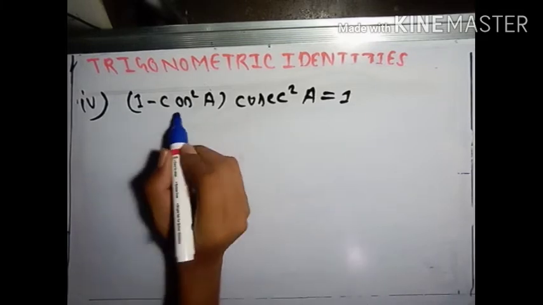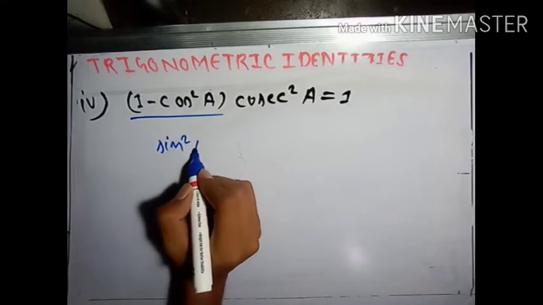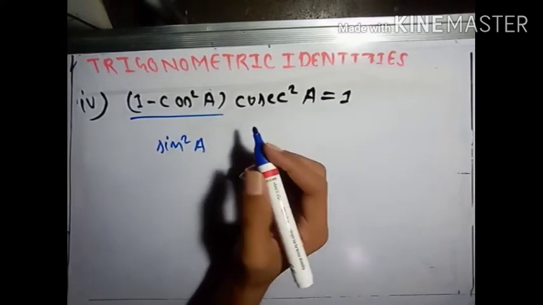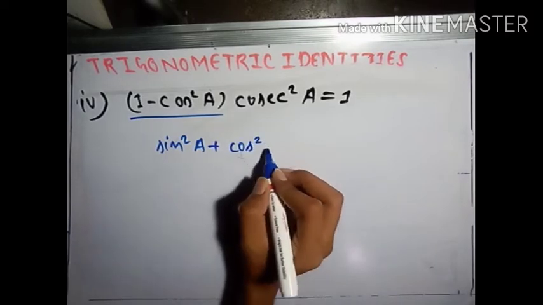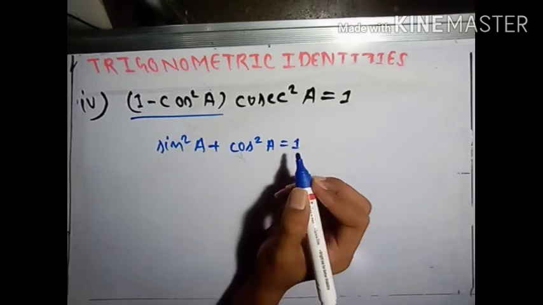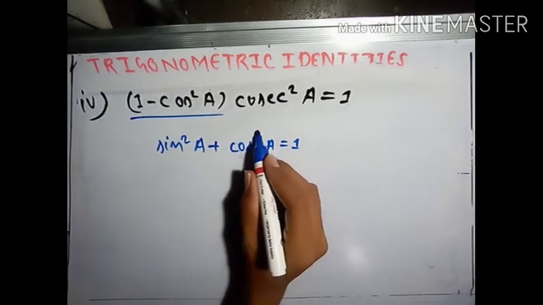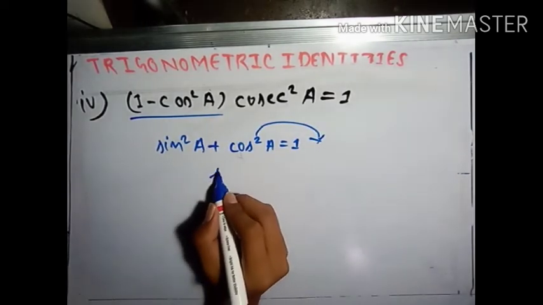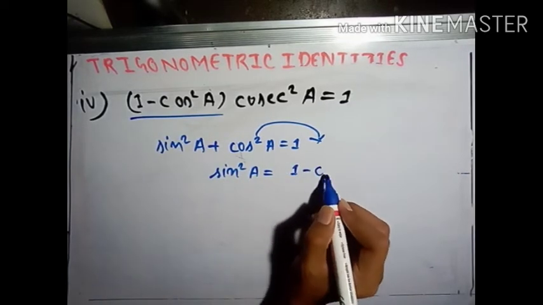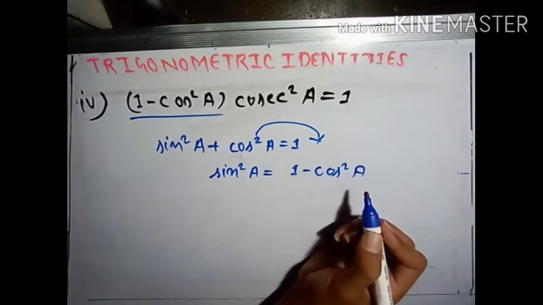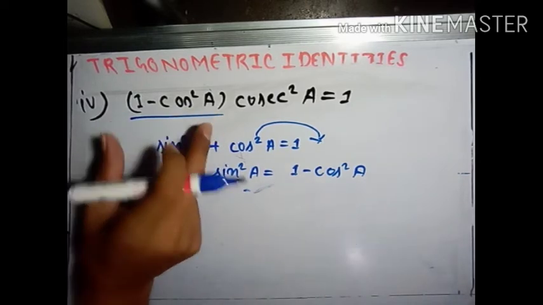So look again, 1 minus cos square theta. Now remember that identity. I told you sine square a. Now this time a is written here, so I'm taking it as a. Sine square a plus cos square a is equal to 1, and the requirement is what? 1 minus cos square a. So let's bring this cos here, and it becomes sine square a is equal to 1 minus cos square a.